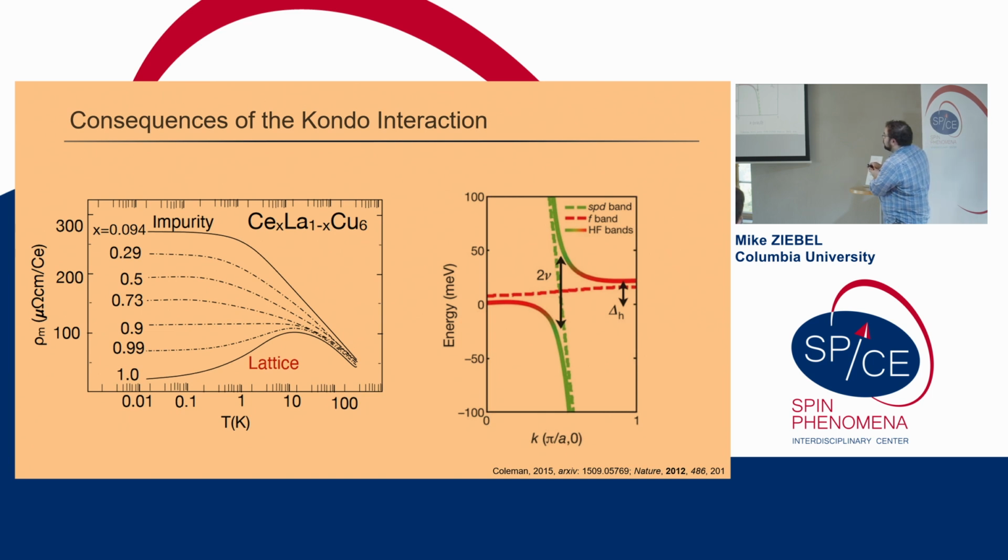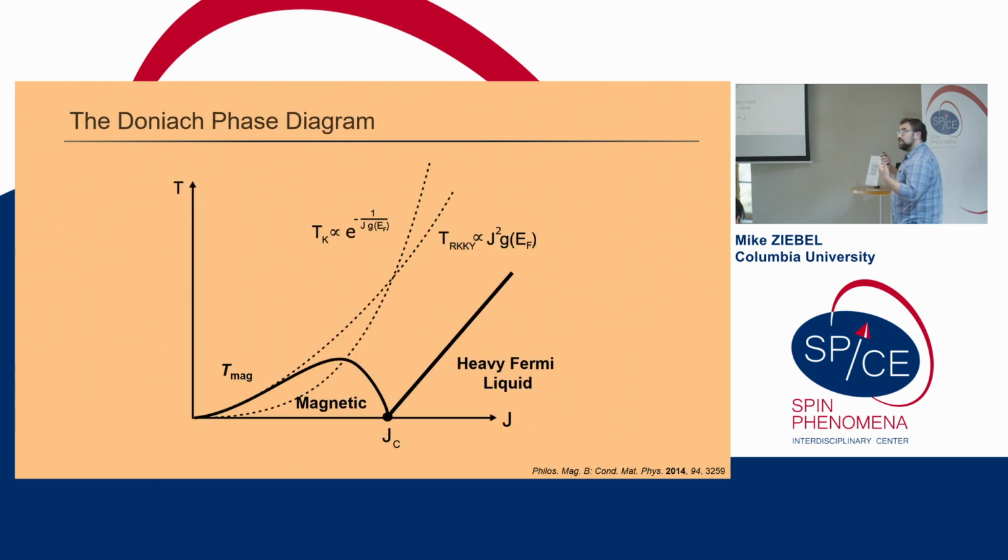From more of a band structure picture, this is reflected by the presence of these flat bands right at the Fermi energy coming from the 4f electrons, which are extremely localized, which gives rise to this very large effective electron mass. And when these hybridize with light electrons coming from other elements, we form this hybridization gap, ideally right at the Fermi energy.